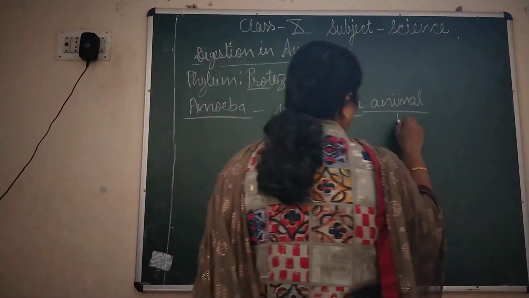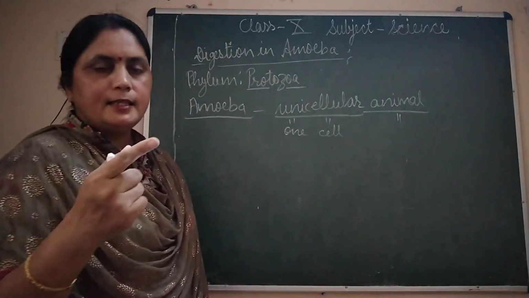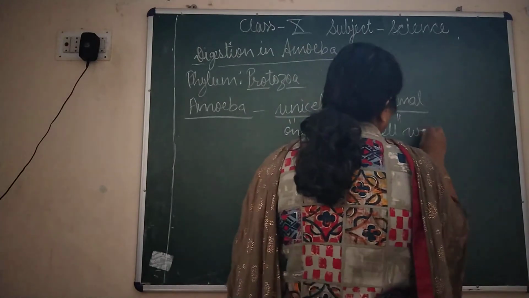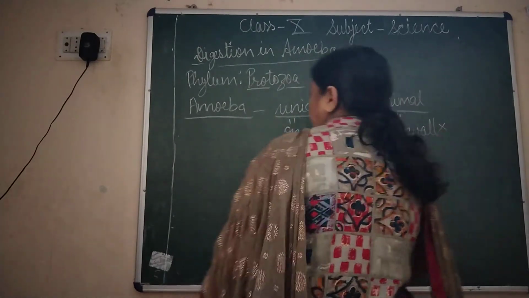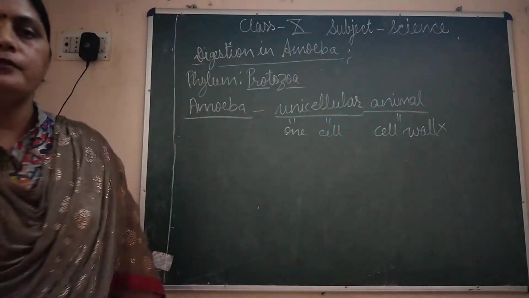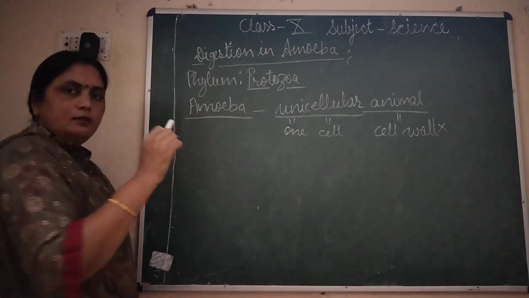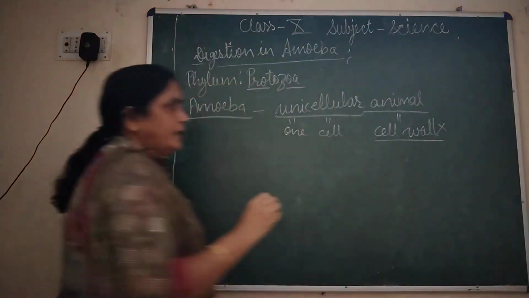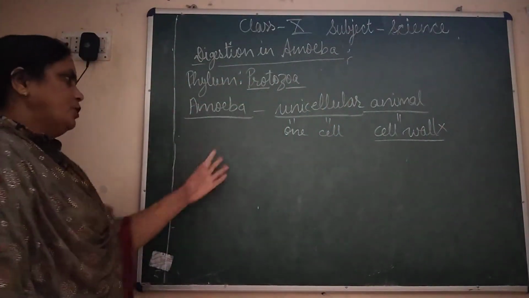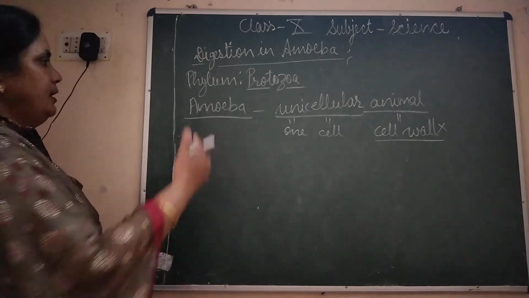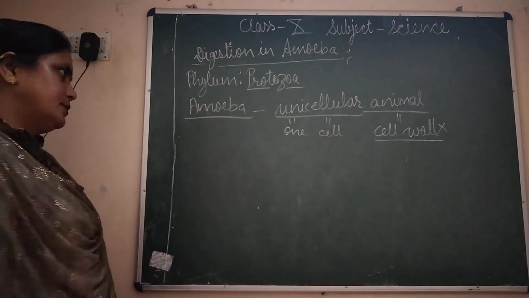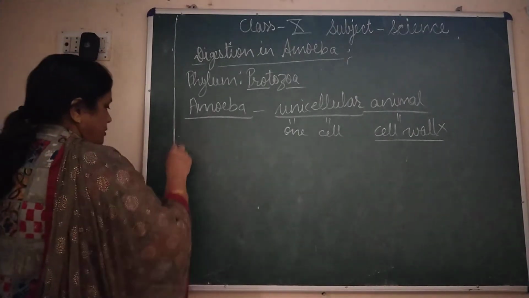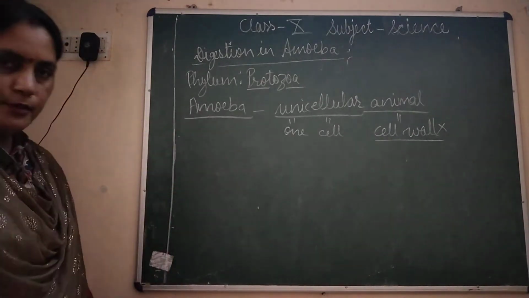And why is it animal? Because the single cell that it has does not have a cell wall. Had it had a cell wall, then we would have called it a plant. But we call it an animal because it does not have a cell wall. Its body is made up of one cell and it lacks the cell wall. That's why it is a unicellular animal. Okay, done. Amoeba is a unicellular animal.